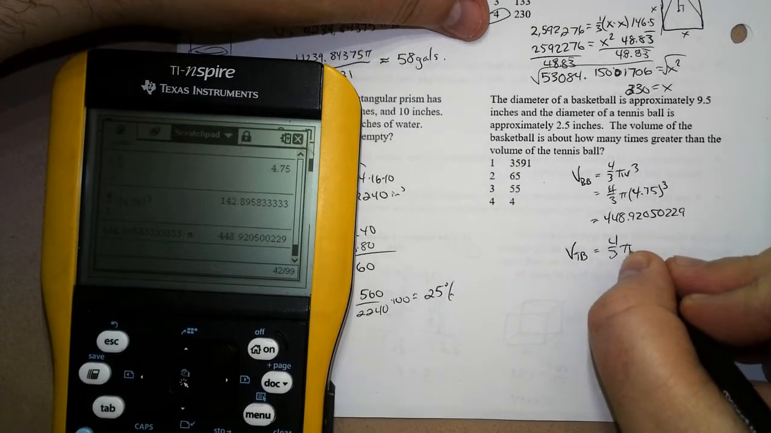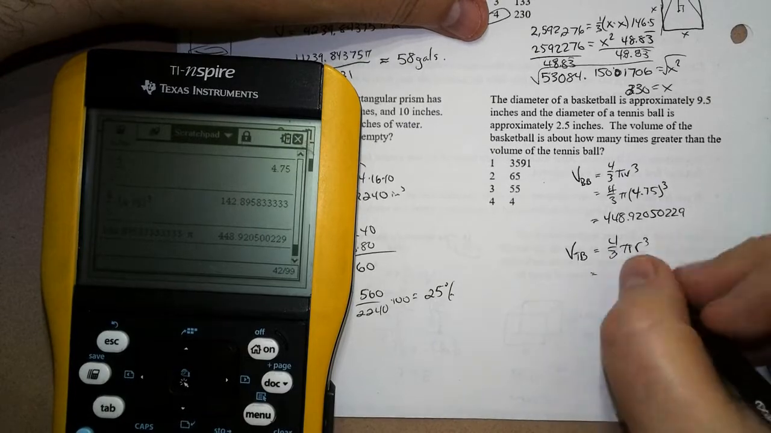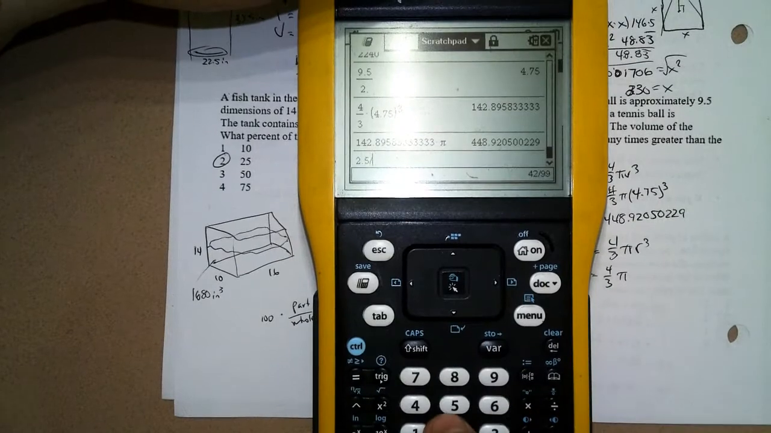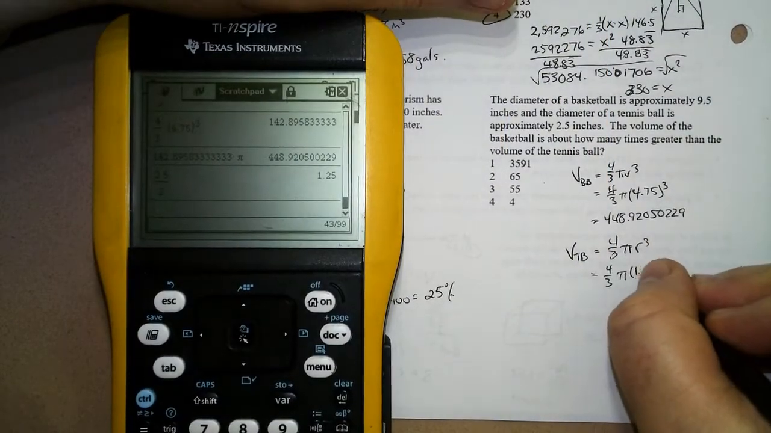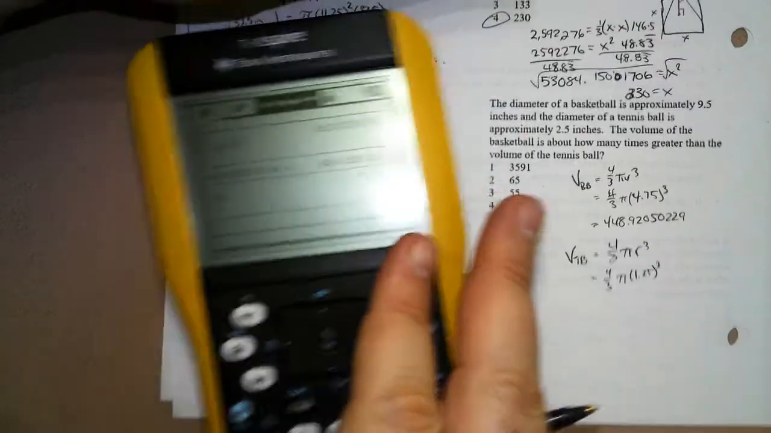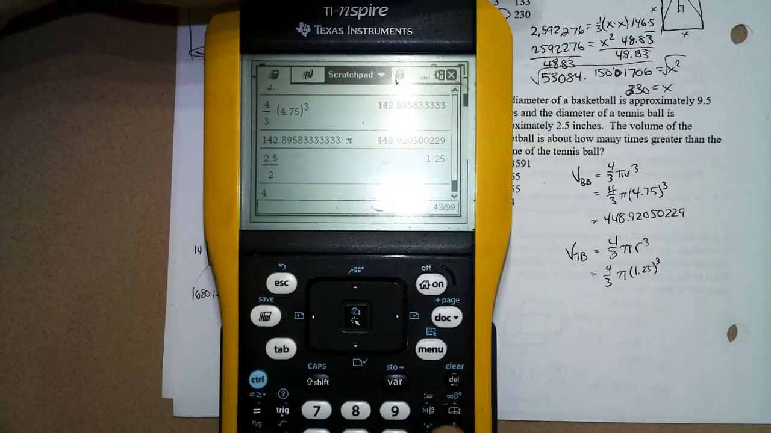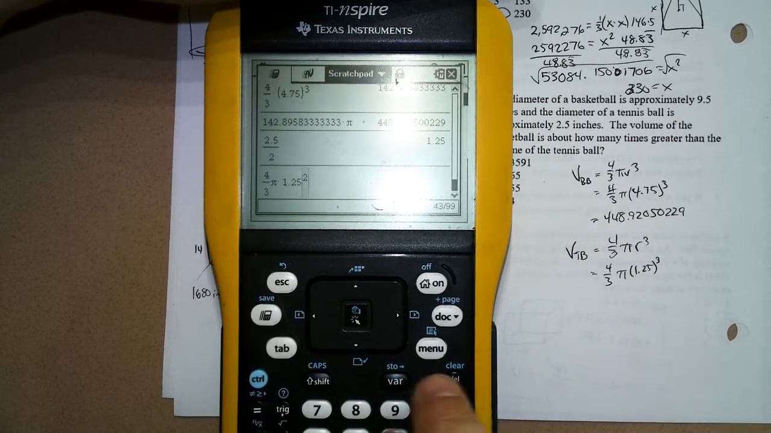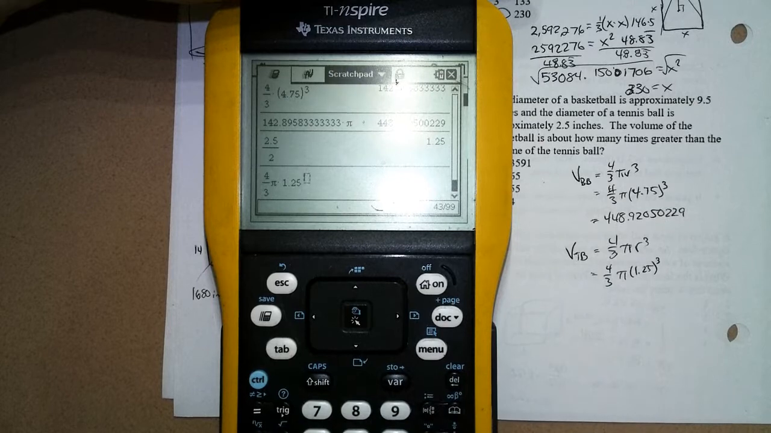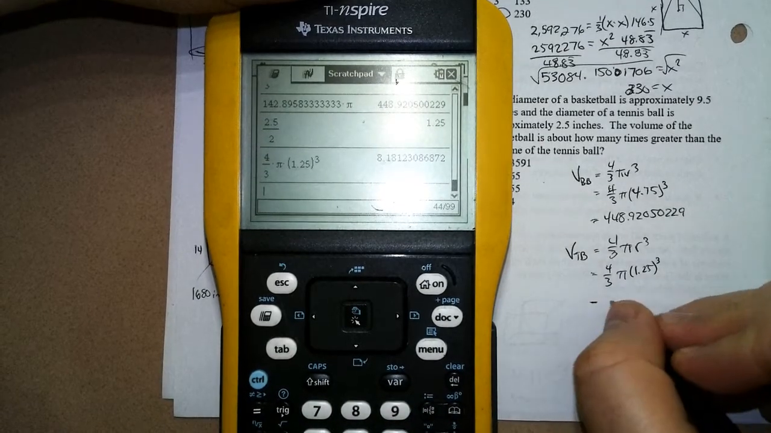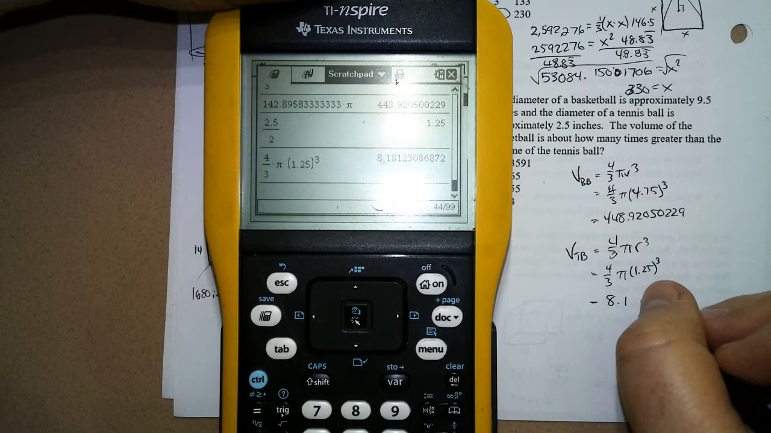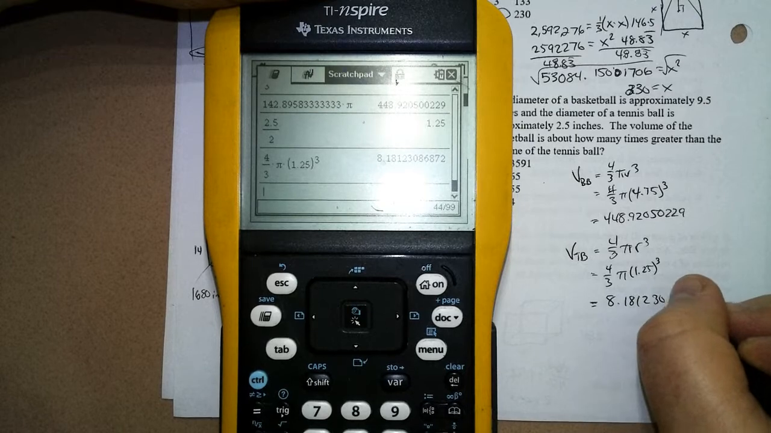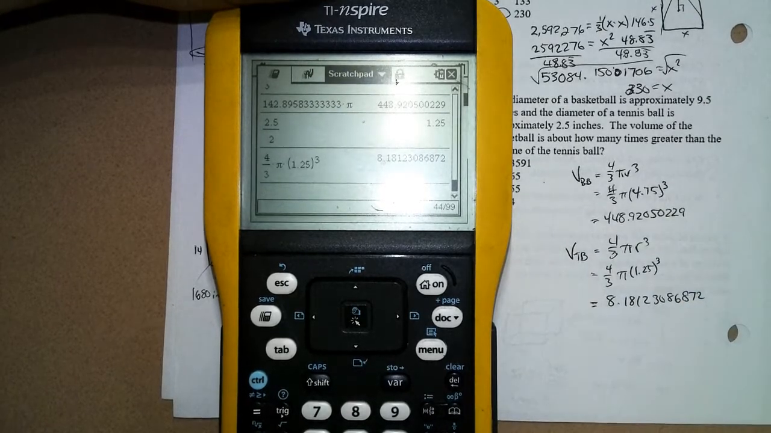All right. The volume of the tennis ball. So once again, 4/3 pi r cubed. This is 4/3 pi. Remember, the diameter is 2.5, so we need to do half of that. That's 1.25. And then it's just 4/3 pi times 1.25. Don't do that. Don't do that as well. Cubed. And I get 8.18123086872. How many times greater?